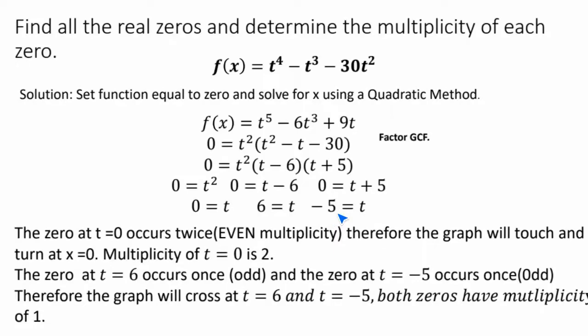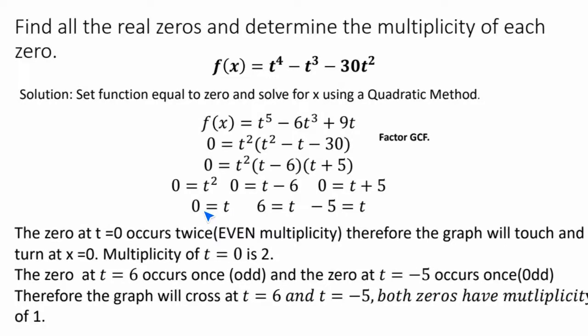If we look at t equals negative 5, we can see that this negative 5 only occurs one time, and the number 1 is an odd occurrence. Therefore at t equals negative 5, the graph is going to cross. At t equals 6, 6 only appears one time, so it has an odd multiplicity, which means the graph will also cross. At t equals 0, it looks like it appears once, but the t squared is telling us that t equals 0 actually appears twice. Since it appears twice, that's an even multiplicity, and so the graph is going to touch and turn at that point.